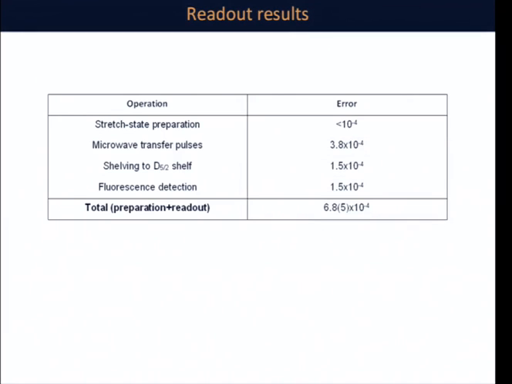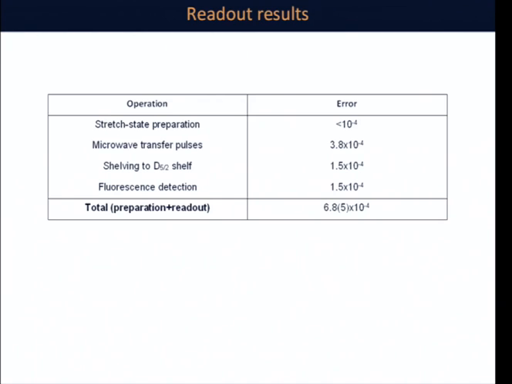So in the clock state, we do this. We do the preparation and readout, and we measure a net error of about 7 times 10 to the minus 4. We can't separate those out. This is where we think the errors are coming from, from a few different control experiments. We think that the preparation, actually, the stretch state is really good, better than 10 to the minus 4. The microwave pulses in and out of the qubit add up to about 4 times 10 to the minus 4. There are about 7 pulses there.